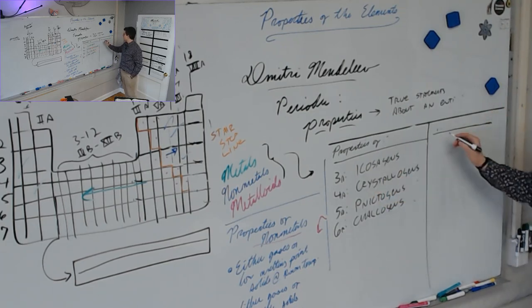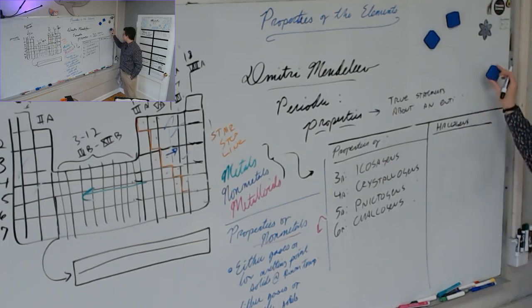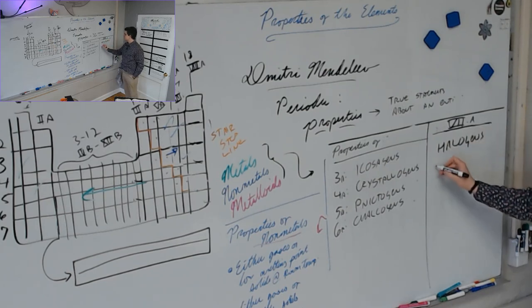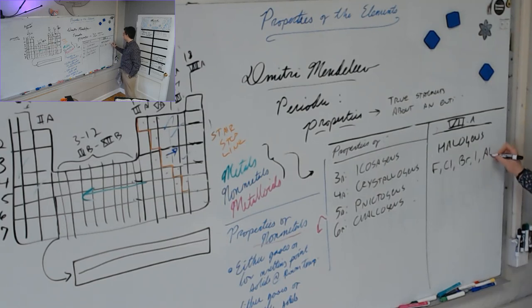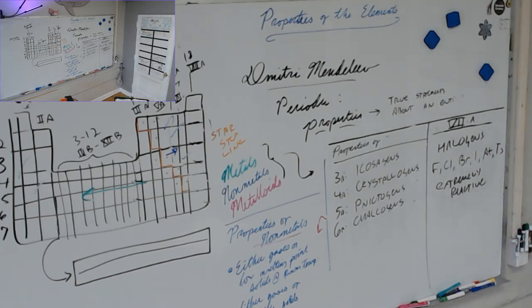Number 3, icosagens. And then we actually have two more to talk about real quick. Group 7A is called the halogens. These are fluorine, chlorine, bromine, iodine, astatine, and tennessine, if we want to include it. But these are all extremely reactive. Kind of like the alkali metals that only had to give up one, the halogens only need one, and then they have a full octet. Remember, we talked about the octet rule. So they're very, very reactive.